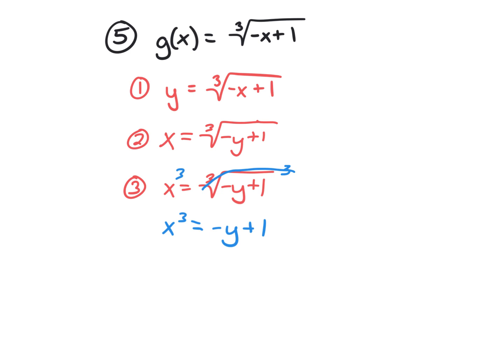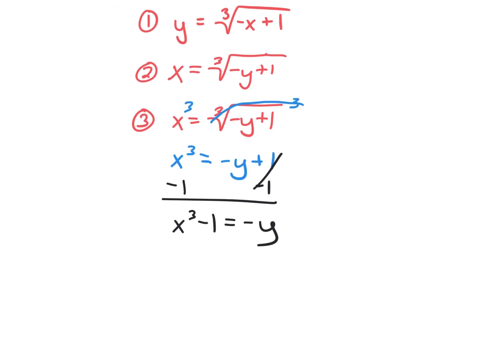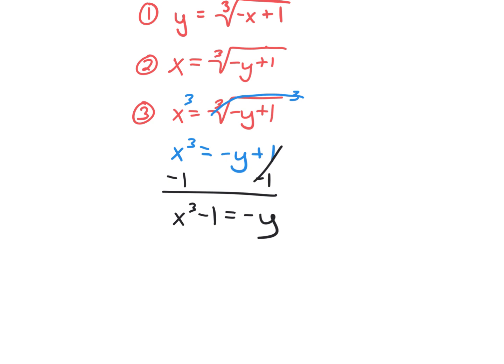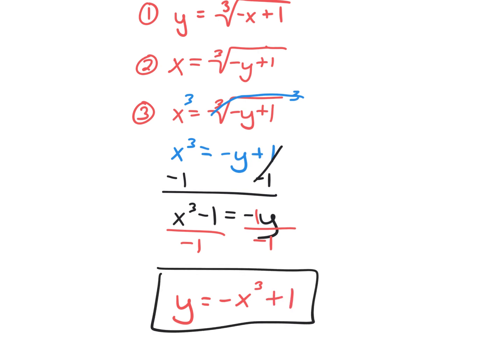And now remember our goal is to get what by itself? Y. So what do I do next? Subtract 1. X cubed minus 1 equals negative y. And then from here? Yep, we got to get that negative 1 out of there. So I'm going to divide by negative 1. Again, what does that do, dividing by negative 1? Switches the signs. Yep. So we have negative x cubed plus 1. And I'm done because y is all by itself.